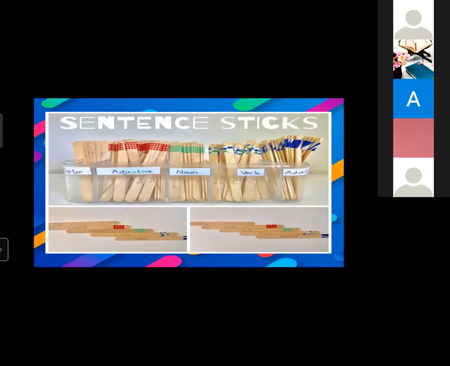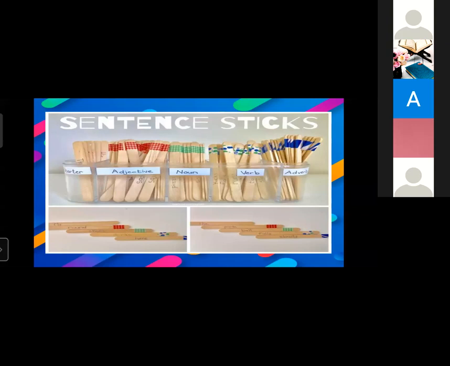Okay, sentence sticks. You can use the sticks to divide the sentence into parts of speech. Is it an adjective? Is it a noun? Is it a verb? Is it an adverb? You can divide your class into groups. Each one of the group chooses a stick. For example, one chooses a noun, one chooses a verb, one chooses an adverb, and you ask them to form a sentence after they choose the different kinds of sticks. You ask them to think of a sentence.